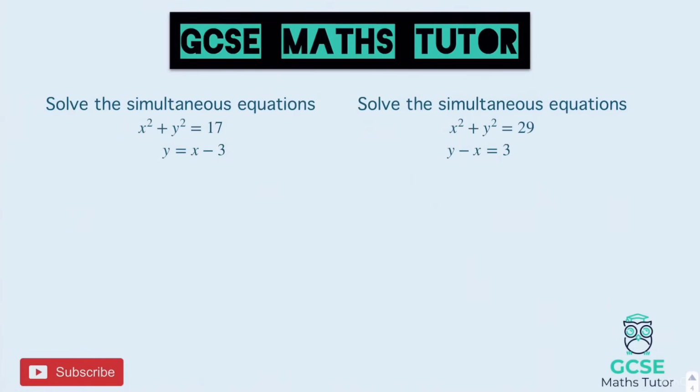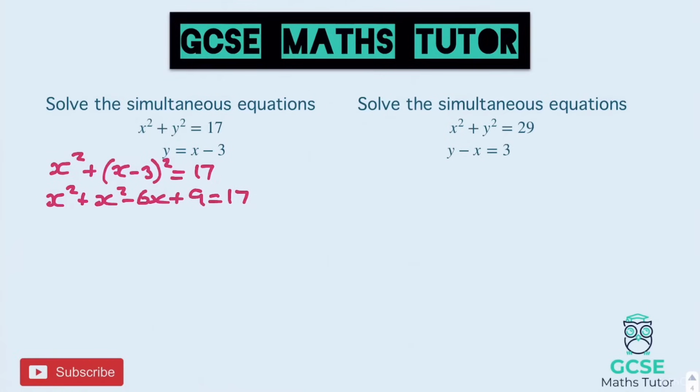Okay, so the first one. Now this first one, the second equation doesn't need rearranging, so we can sub that straight into the position of y, and we get x squared plus x minus 3 squared equals 17. And if you expand all that out, you get x squared plus x squared minus 6x plus 9 equals 17. Tidy it up and subtract 17, I'm going to do it in one step. So 2x squared minus 6x, take away that 17 from the 9, so 9 take away 17 is negative 8, so minus 8 equals 0.